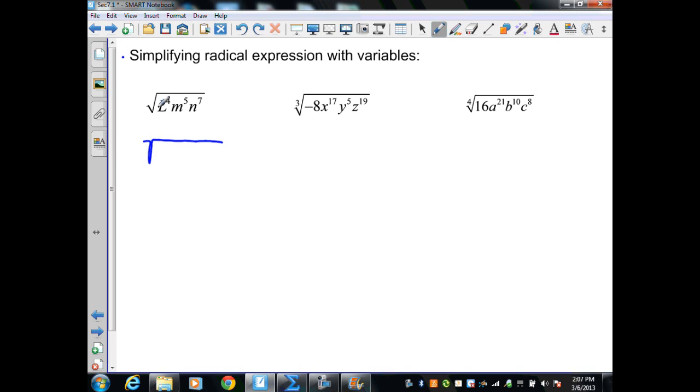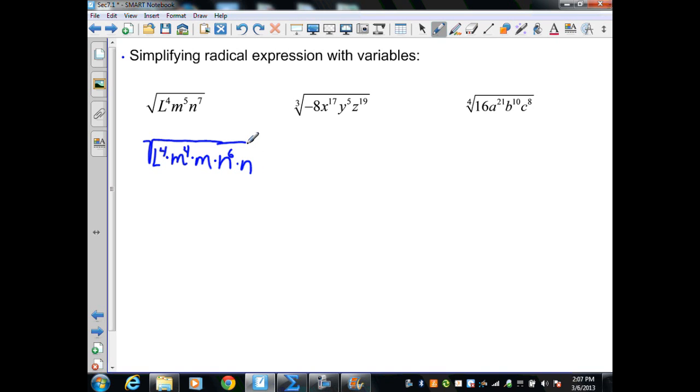these variables simplify. In other words, I can leave L to the 4th as it is because I know 4 divides by 2 evenly. M to the 5th, the 5th power does not divide by 2 evenly, but by the product of our exponents, I can actually get that to happen by using M to the 4th times M. I know that M to the 4th times M is M to the 5th, and 4 plus 1 is 5. Therefore, I know that I can simplify this under the radical. Again, I can do the same with N to the 7th. That gives me N to the 6th times N.